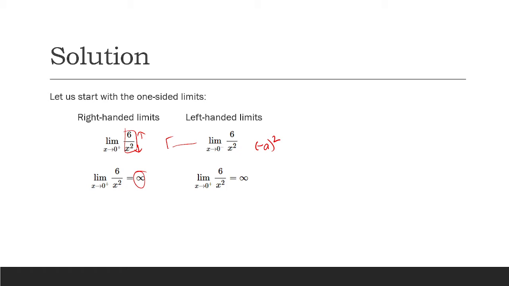So kung ganun yung case, our left-hand limit and our right-hand limit is equal. So kung ganun yung case, we have a normal limit. And our normal limit is equal to the left-hand and right-hand limit natin, which is infinity also.